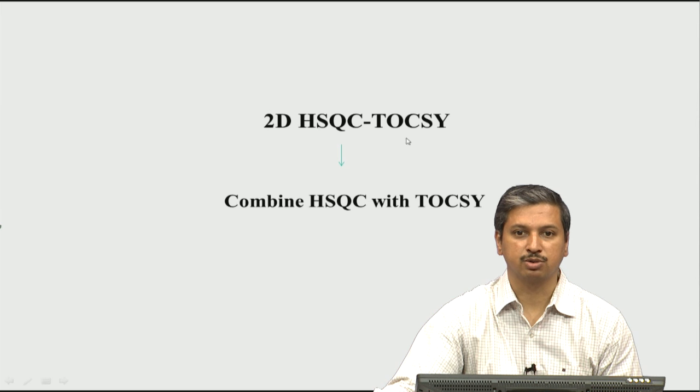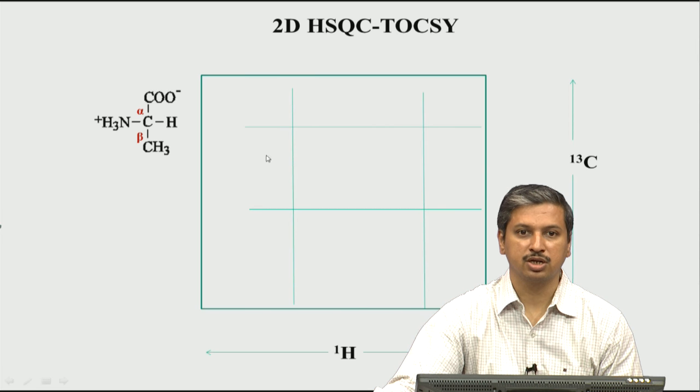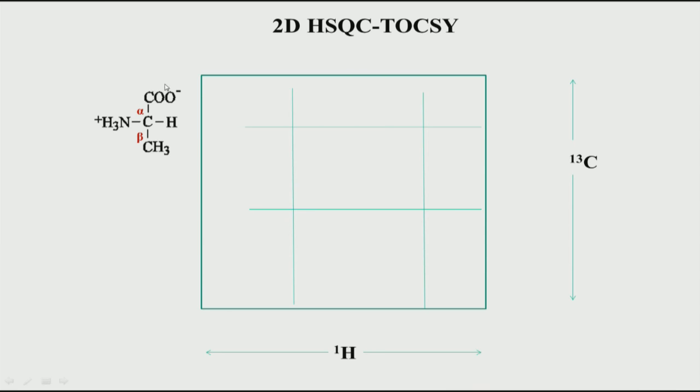So, let us see how this experiment works. This is a very standard experiment used for small molecules and sometimes even for peptides and proteins. The HSQC TOCSY works like this. On the left side you see the structure of a molecule, the amino acid called alanine. In alanine there are 2 protons. We will ignore this NH3 for the time being, and only look at carbon-proton pairs. This proton we call the alpha proton and this proton we call the beta proton.